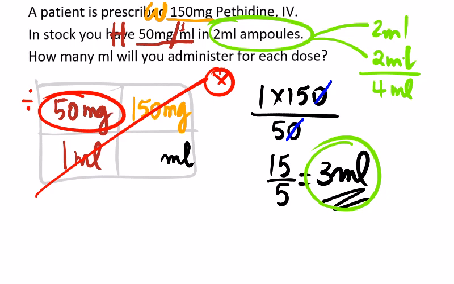If the question was asking how many ampules will you need, you would say 2. You need 2 anyway, and you will discard whatever you don't need. But the question is only asking how many mils for each dose. So our final answer here is 3 mils.